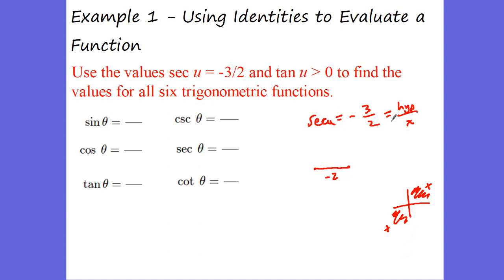Okay, and so since the x is negative here, I know I'm going to be in this third quadrant right here, which means my y is going to be negative as well. And my hypotenuse was equal to 3, wasn't it?